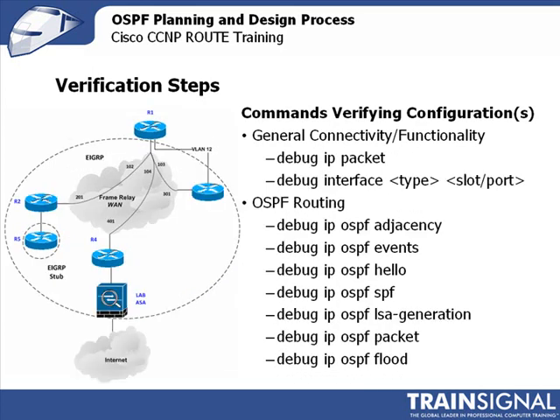There are also several debug commands that can be very helpful. Debug ip packet or debug ip packet detail. Use it sparingly. It can spit out a lot of information. Debug interface type slot port can be helpful. For OSPF routing, you have debug ip ospf adjacency, events, hello, spf, meaning the SPF calculation process, lsa generation, packet, and flood for the flooding processes. These can actually give you an idea of what's going on in real time, especially if you're trying to isolate or verify connectivity.